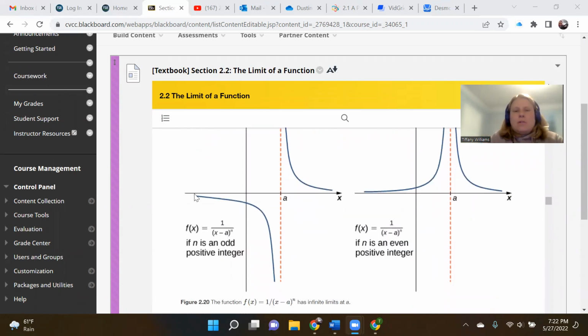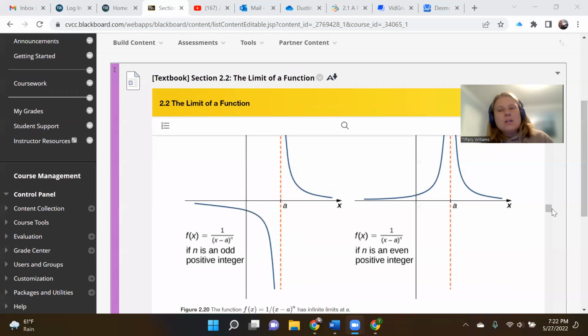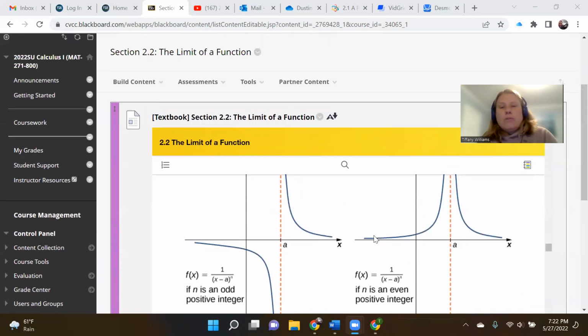But please note, from the left here we're approaching negative infinity, but from the right we're approaching positive infinity. So the one-sided limits exist: from the left it'll be negative infinity, from the right it'll be positive infinity. But the two-sided limit does not exist because you're approaching two different things. That's a little different from this one. From the left on this one, I'm approaching positive infinity, and from the right I'm also approaching positive infinity as I approach a. So on this one, the limit would exist. It would just be positive infinity.